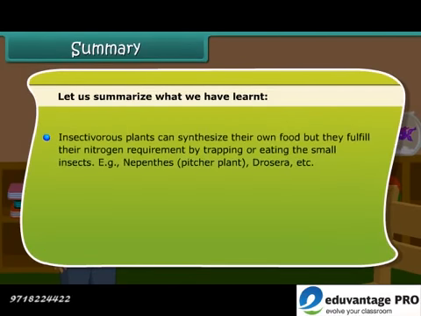Insectivorous plants can synthesize their own food, but they fulfill their nitrogen requirement by trapping or eating the small insects. For example, Nepenthes, pitcher plant, Drosera, etc.